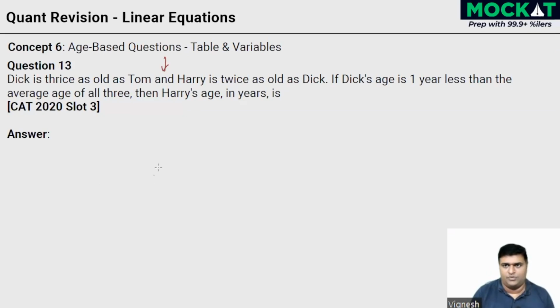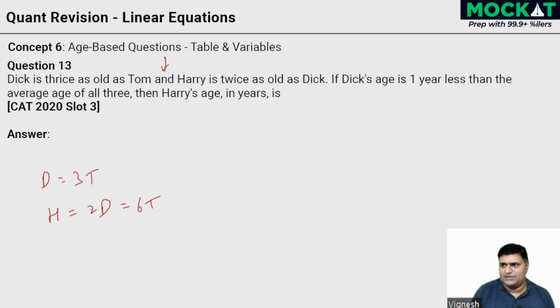So we got to stop over here, and these are two different sentences. Dick is thrice as old as Tom and Harry. Don't read it that way. Dick is thrice as old as Tom. So D equals 3T. And Harry is twice as old as Dick. So H equals 2D. If H is 2D, if I substitute D as 3T, I'm going to get 6T over here. 2 into 3T becomes 6T.